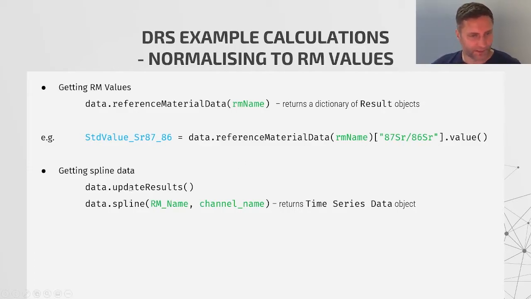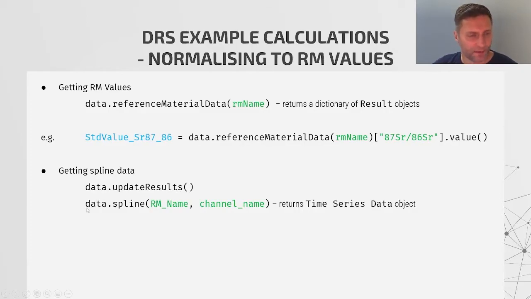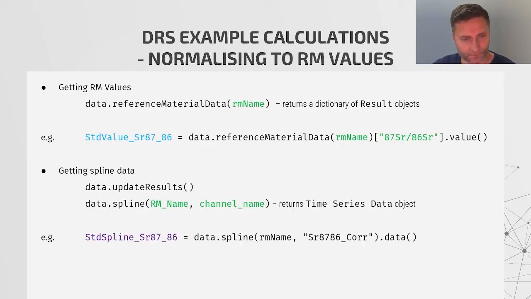Before we get the spline data, we probably want to call data.update results. And this will recalculate all our results, including recalculating our splines. And then we would call data.spline. We give it the reference material name and the channel that we want the spline for. And this will return a time series data object, so the ones that we can call .data or .time on, for our spline. And that will already be interpolated onto index time as well.